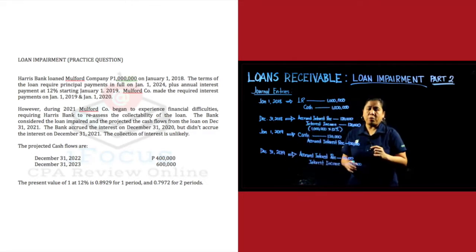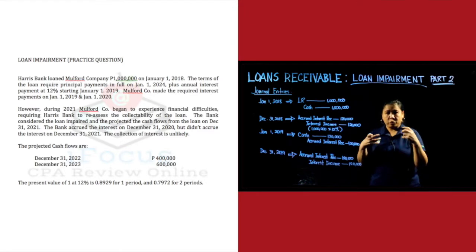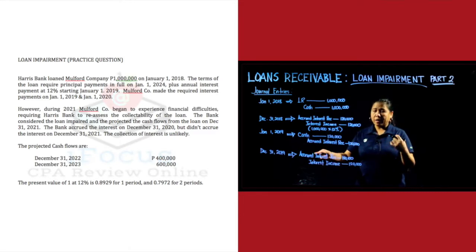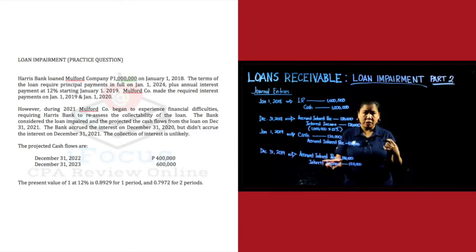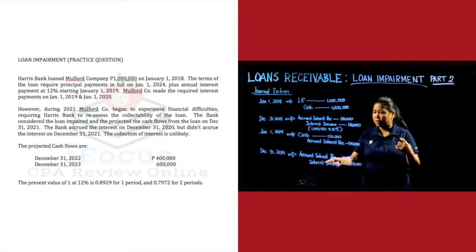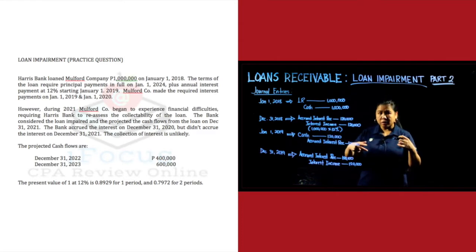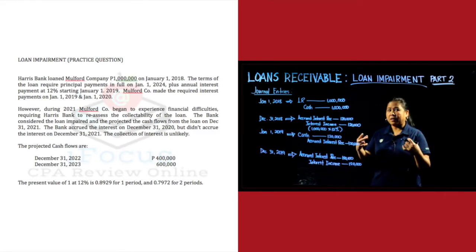Alright, so yan po ang entry natin kapag nag-accrue tayo ng interest income na na-earn na ni bangko pero hindi pa niya nare-receive. Our entry is debit to accrued interest receivable of 120,000 and interest income of 120,000. Bakit 120,000 pa rin? Kasi ang outstanding ng loans receivable na yon ay still 1 million.